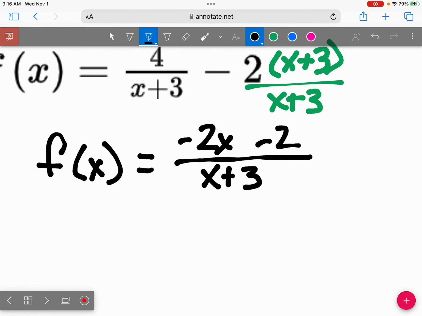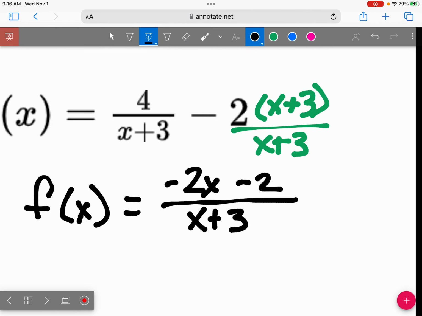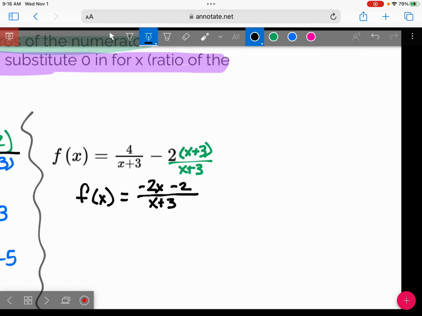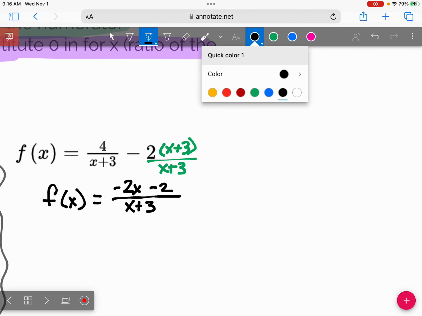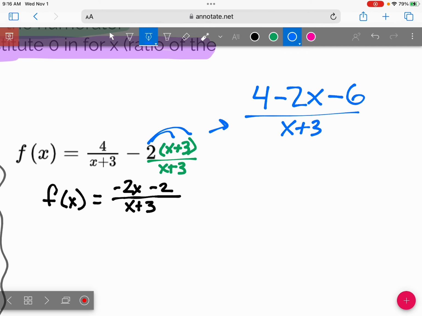Sorry, my handwriting is terrible on that. Let me fix that. Let me give me a little space to the right. I distributed out, I'm just looking at the numerator here. We have 4 minus 2x minus 6 in our numerator. Okay? Cool.